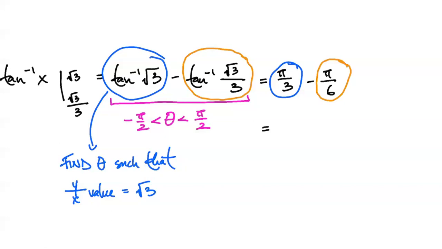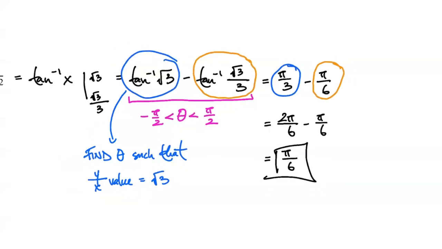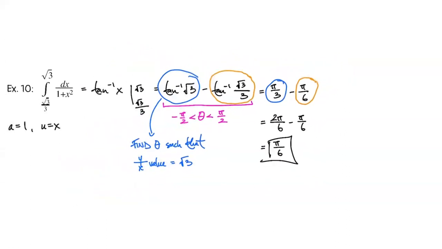That means at the end of the day, we're really just combining two fractions that we have to make have a common denominator. And that area between the curve and the x-axis from that bottom bound to the top bound is pi over 6. Okay.